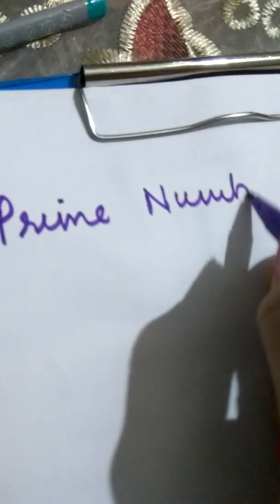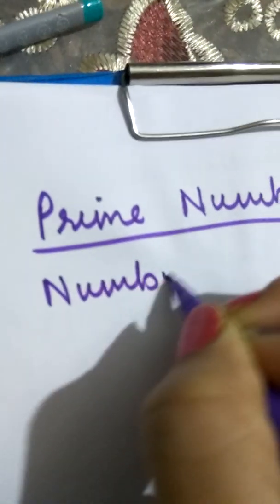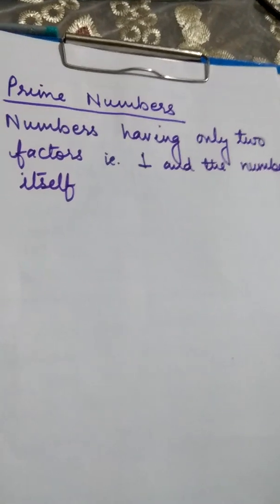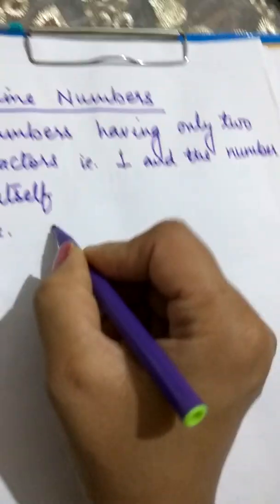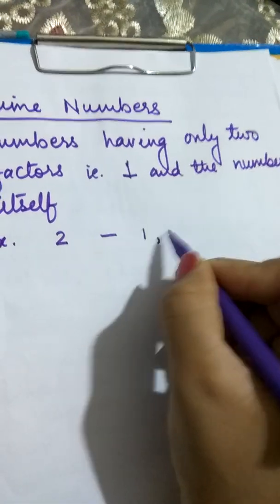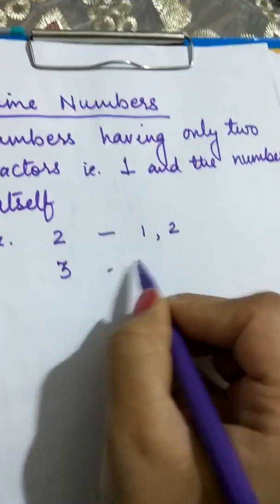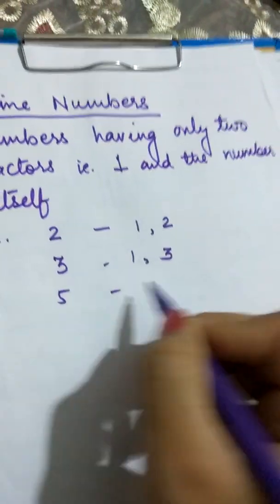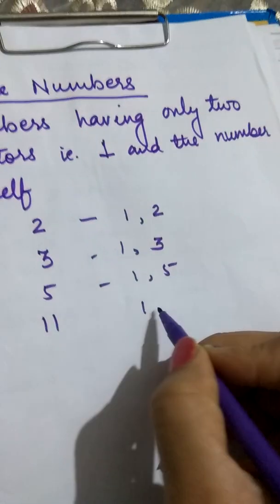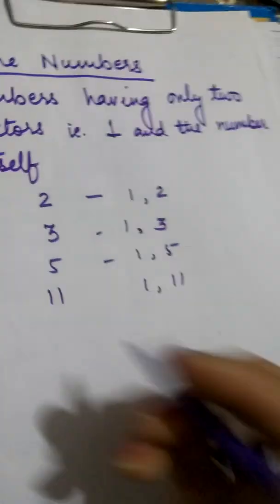So prime numbers are numbers having only two factors, that is 1 and the number itself. The examples are 2. It has only two factors, 1 and 2. 3, 1 and 3. 5, 1 and 5. 11, 1 and 11. So these numbers come in their own tables and not in any other number's table.